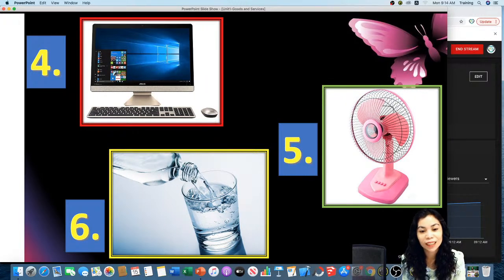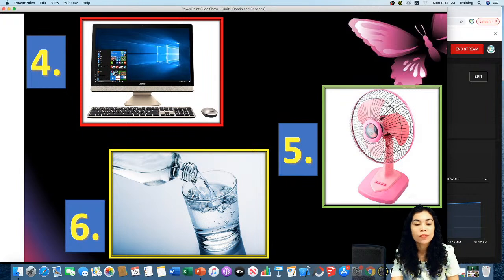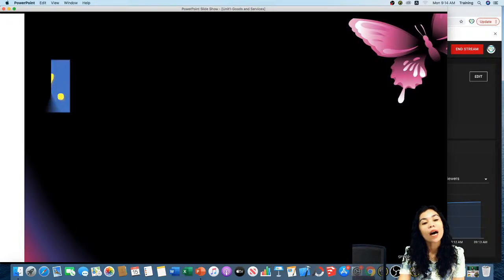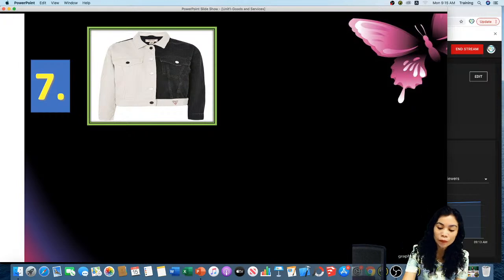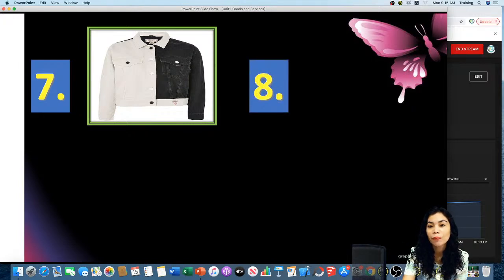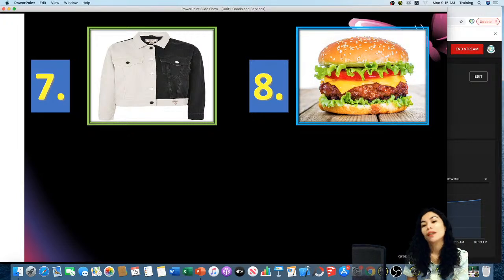Yes, it's a need. We need water for our survival, and it's part of our basic needs. Then number seven. Number seven, student, is a jacket, a denim jacket. A jacket is a need. We need a jacket, especially if it is very cold, to keep us warm. The next, number eight, we have a hamburger. Hamburger, student, is it a need or a want?